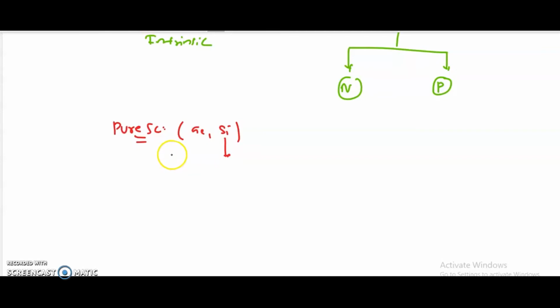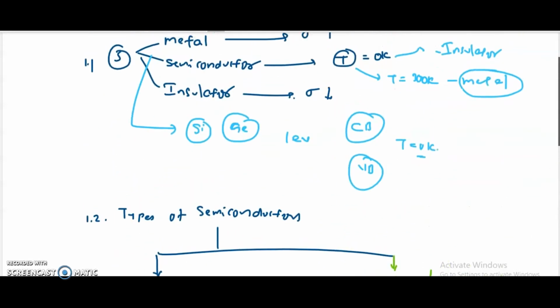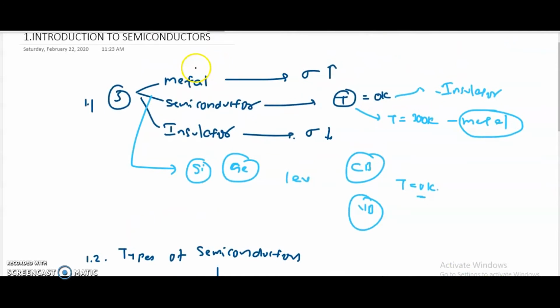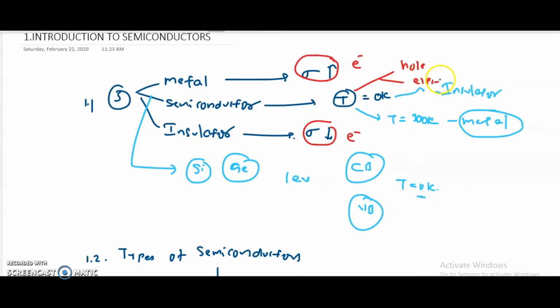And one more way to define this intrinsic or pure semiconductor is that generally in the semiconductor we will be having two types of charge carriers. One is the hole and second one is the electron. So the most important thing here is that coming to the metals, we explain the conductivity only with respect to the electrons. And in the insulator also, conductivity only with respect to the electrons. But in the semiconductor, the conductivity can be explained with respect to two types of charge carriers. One is the hole and second one is the electron.